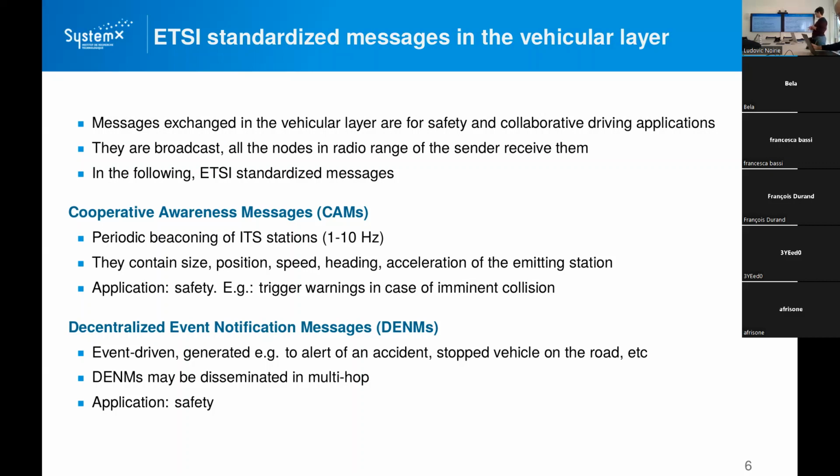One is called the Cooperative Awareness Message. This is a beaconing message. Everybody on the road, in a periodic way, is saying, here I am, this is my size, this is my position, my speed, the heading, acceleration, so that you can know who is on the road. And this is used for safety applications, and you can use these messages to trigger warnings when you have an imminent collision with somebody else.